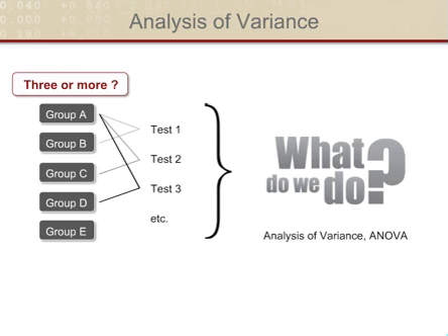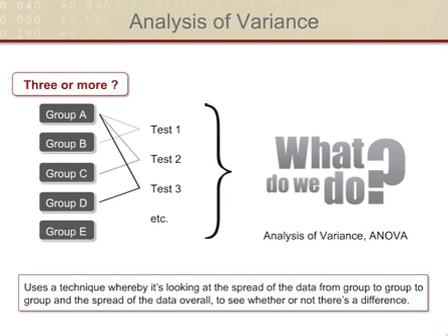ANOVA allows us to compare 3 or more groups at the same time. It uses a technique whereby it's looking at the spread of the data from group to group to group and the spread of the data overall to see whether or not there's a difference. Like maybe the reason why the overall data is so spread out is because one group is at the low end and one's in the middle and one's in the high, and when we merge them together, we get data all over the place.